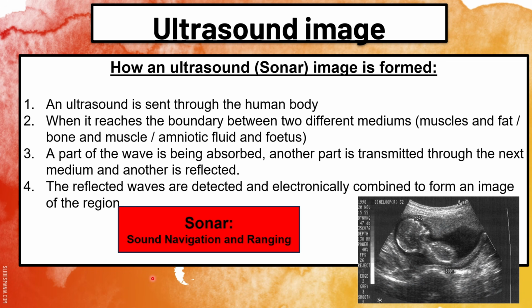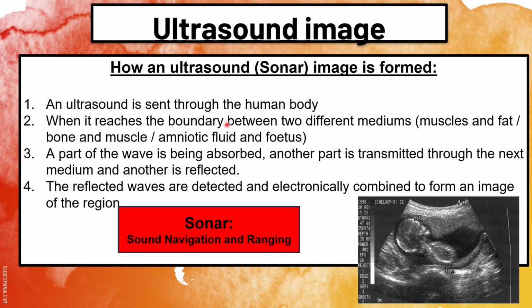Let's look at how exactly an ultrasound or a sonar image is formed. So, an ultrasound is sent through the human body. So obviously we have our probe. Our probe is the source of the ultrasound wave. So the ultrasound wave is created and then it moves from the probe through the human body.